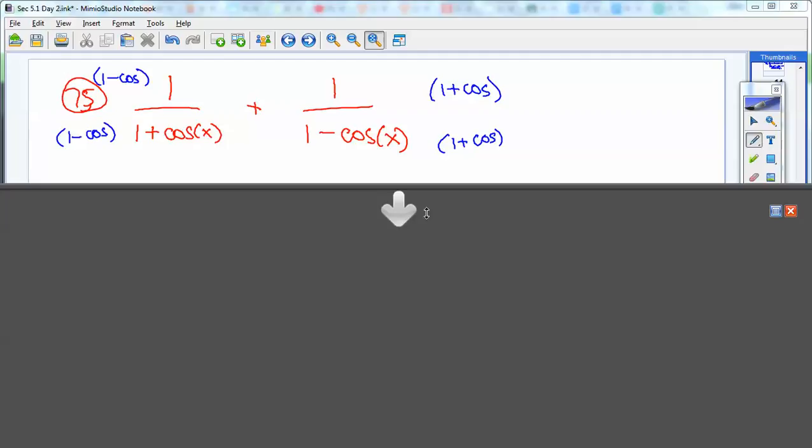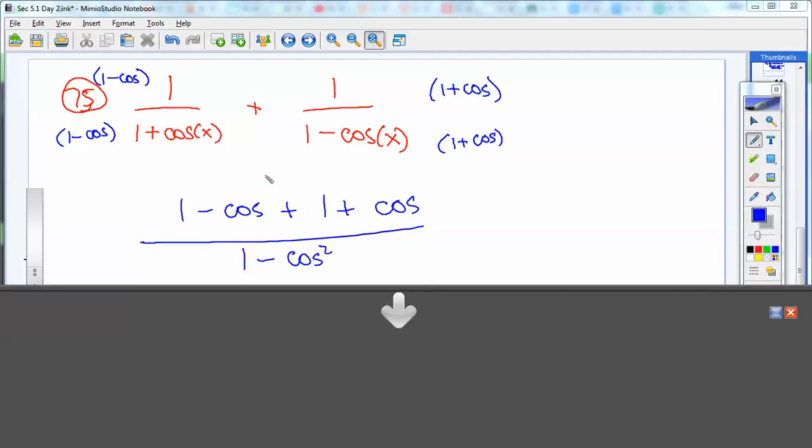Okay, so again, getting a common denominator, the advantage to that, the common denominator you can tell is going to be 1 minus cosine squared. I mean, you're going to have a 1 plus cosine and 1 minus. If you bow tie, that would just be 1 minus cosine times 1, which would be up here. And then this would be 1 plus cosine times 1, which would be up here. And you would add those together. So 1 minus cosine plus 1 plus cosine. And then your bottom is the 2 times together. You multiply those two together, it's 1 minus cosine squared.